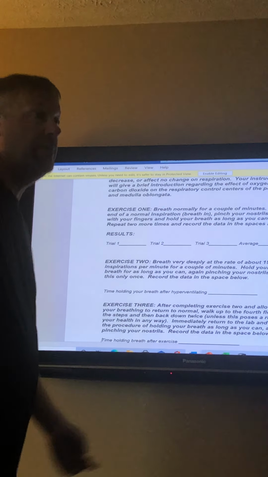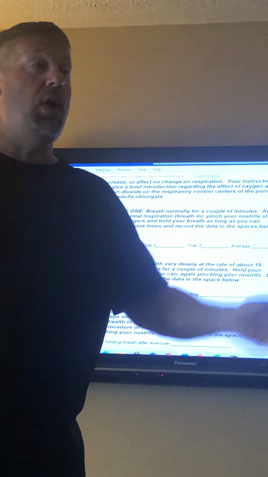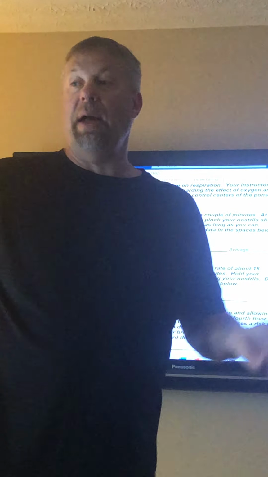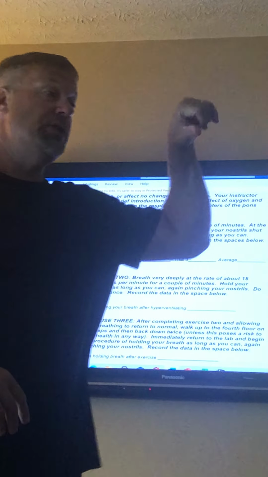Then lastly, we have students walk up and down the steps, depending on what campus we're at, walk down the hall, come back and hold their breath. They might get 15 seconds. Because they're working and they're creating waste in the form of carbon dioxide, oxygen's going down, carbon dioxide's going up.